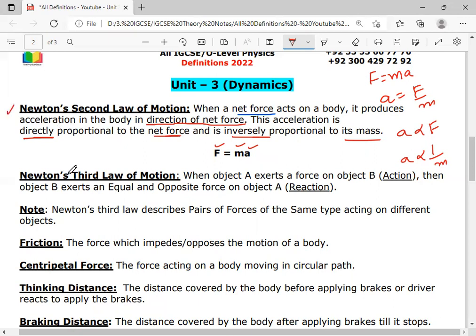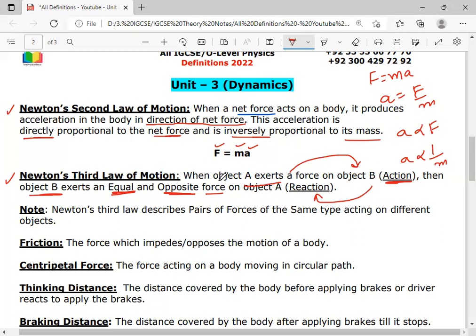Then here comes the definition of Newton's third law of motion. Although it has an older definition, that action and reaction are equal in magnitude but opposite in direction, and that definition is also acceptable, the technical definition of Newton's third law of motion is this: when an object A exerts a force on object B, that is termed as action, then object B also exerts the same but opposite force on object A, which is called reaction.